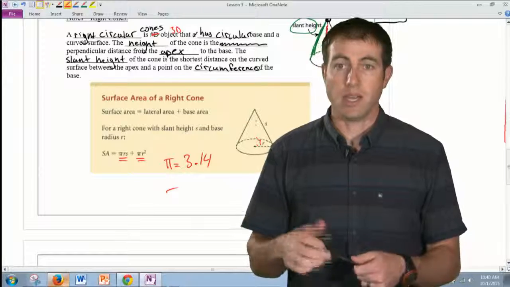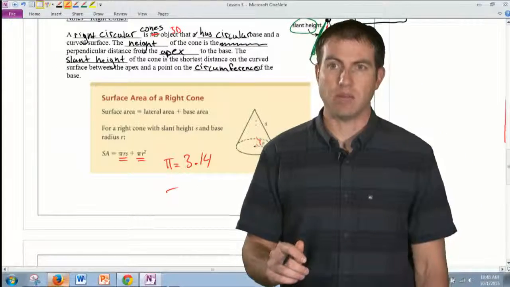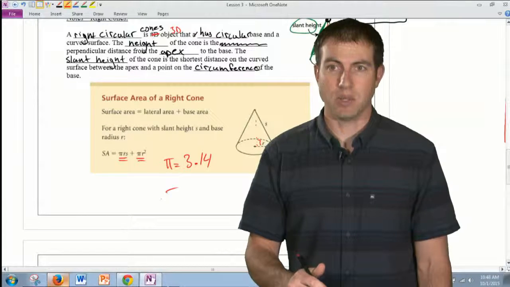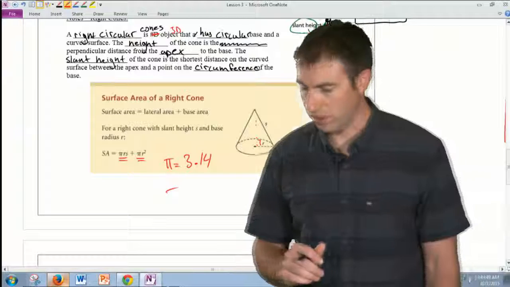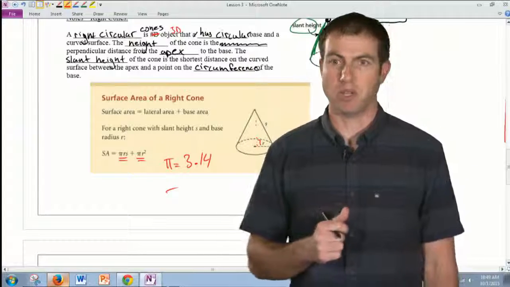So Ava's asking, why is the top of a cone or a pyramid called the apex? I don't know why it's called the apex. Maybe somebody can Google it and see if they can find out. Maybe it's like a Latin thing, or I'm not sure, to be honest.